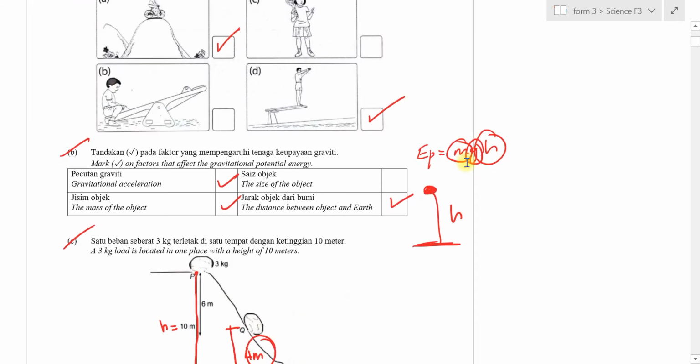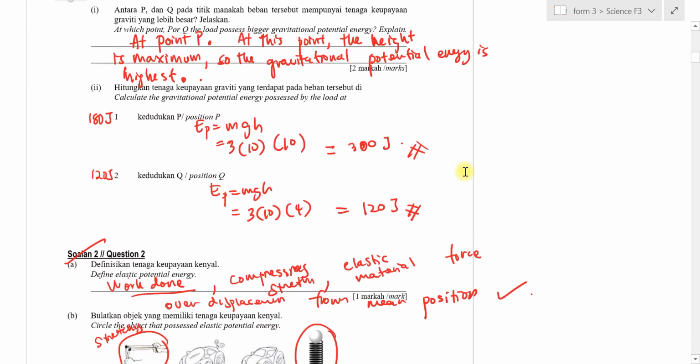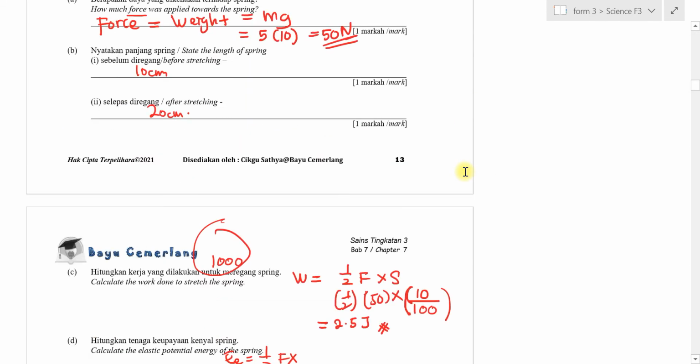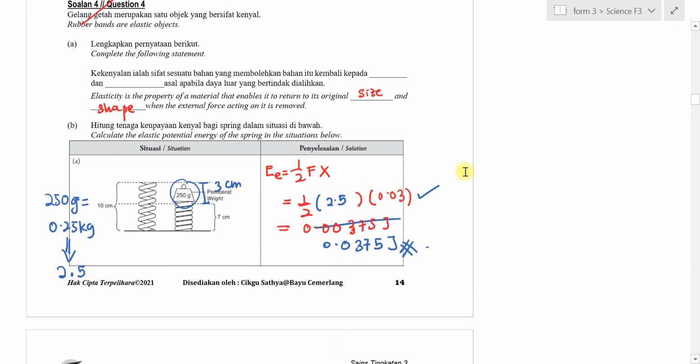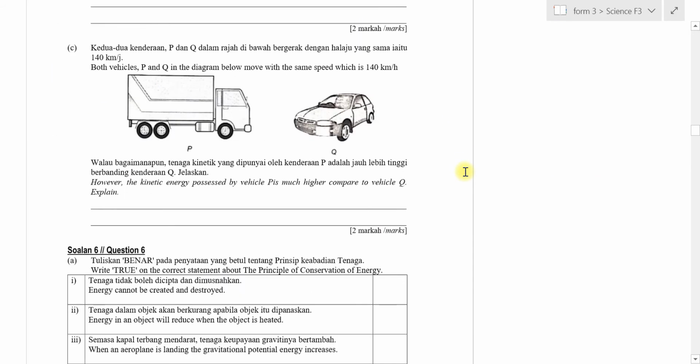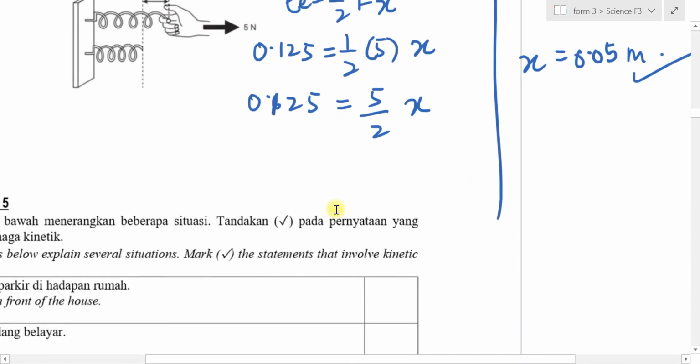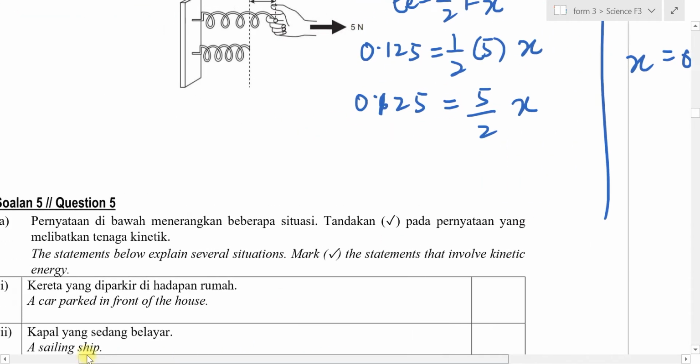Okay. So question 1 done. Question 2 done. Question 3 done. 4 done. Okay, now we start at 5. Okay, come, we continue from 5. Okay, check your answers.